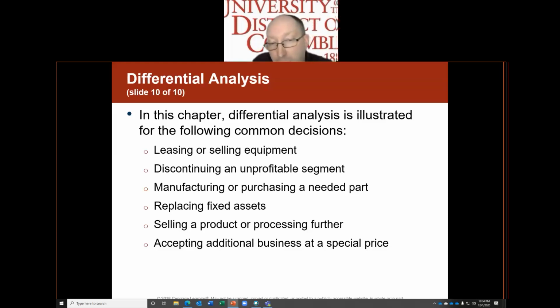Manufacturing or purchasing a needed part. Making or replacing, as we say. Selling a product or processing it further. Accepting an additional business at a special price. Again, these are things that we would run differential analysis for to determine which one is better.